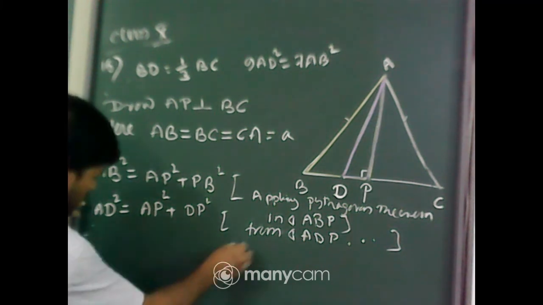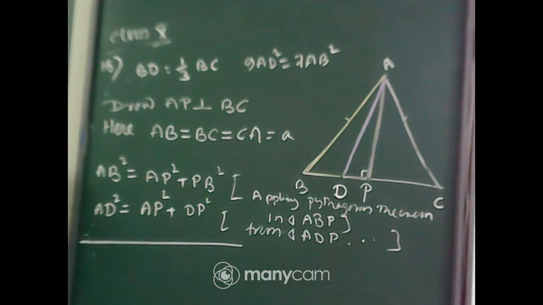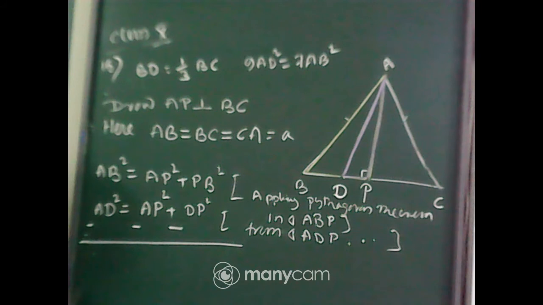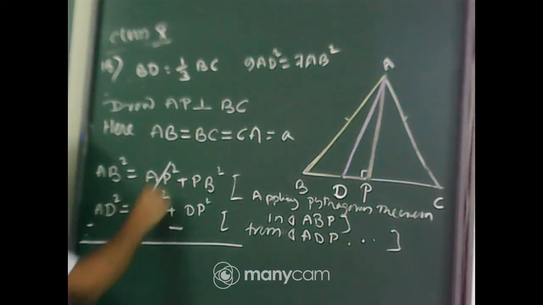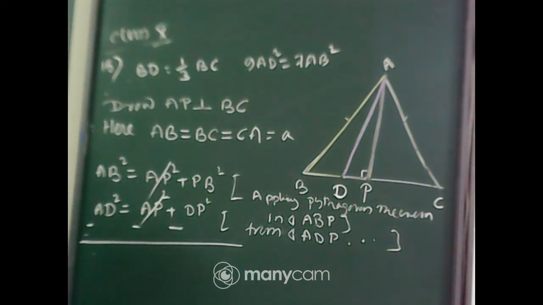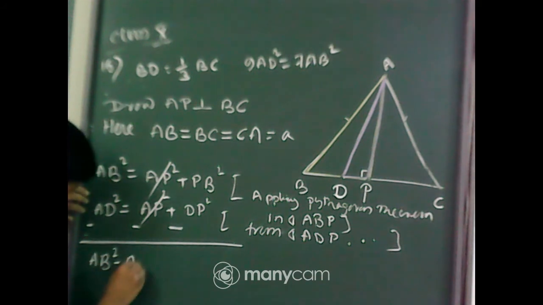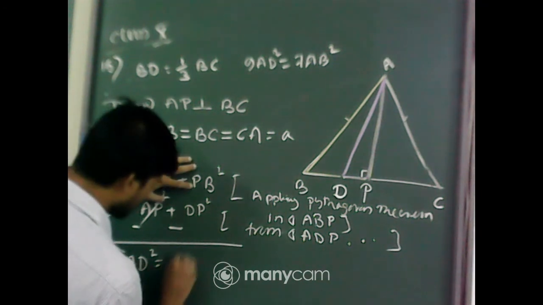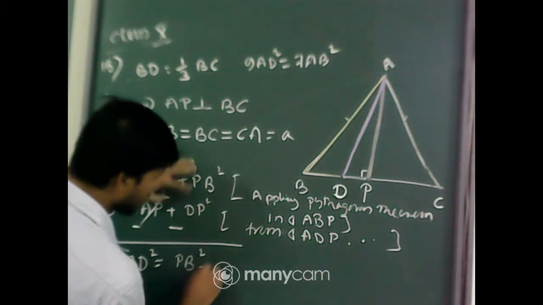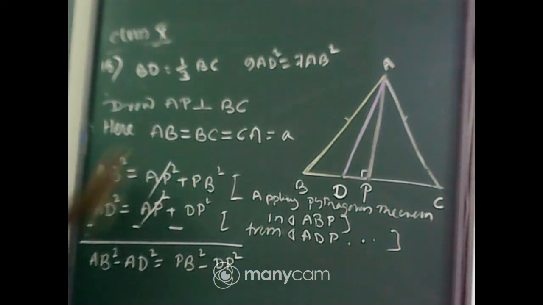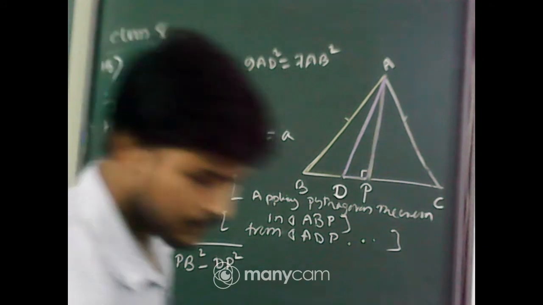Now just subtract them. So that will be minus, that will be minus, and that will be also minus. So AP square and AP square will cancel each other. So we have AB square minus AD square is equal to PB square minus DP square. Okay, almost we have completed.